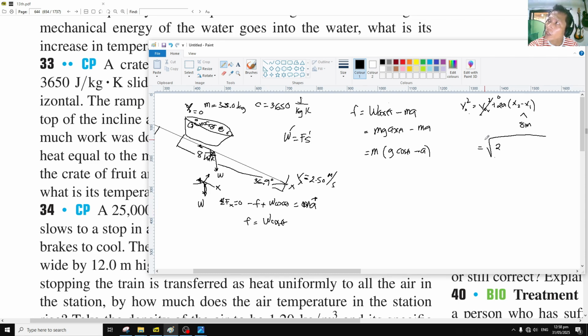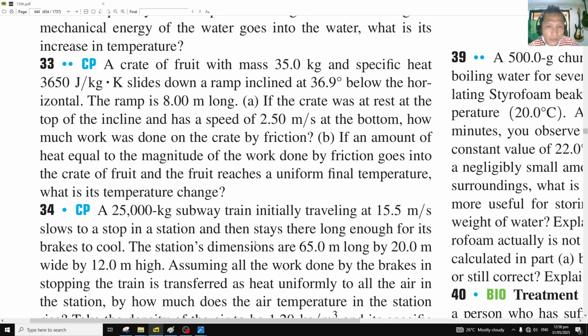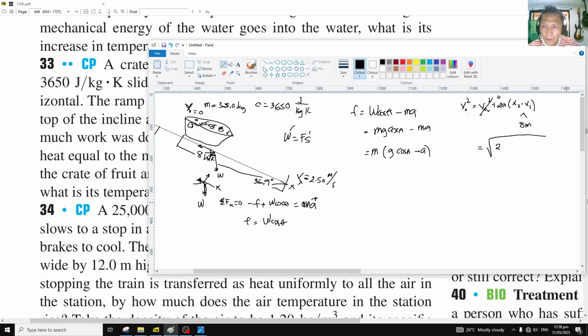Let's check the units. This is meters per second squared times meters, which gives meters per second squared. Okay, this is already correct. So that would be 2 times your... sorry, the acceleration we want to find. So acceleration would be Vx squared all over 2 times the distance. Right? Substitute here.